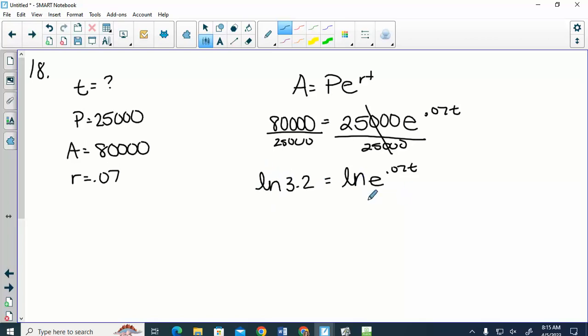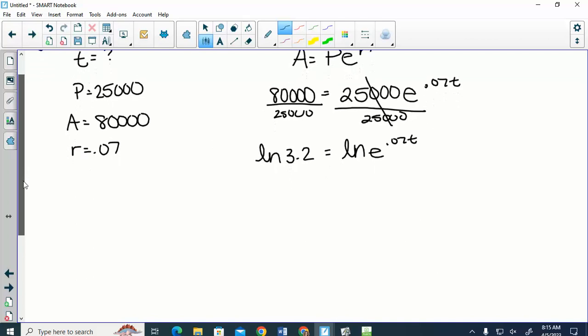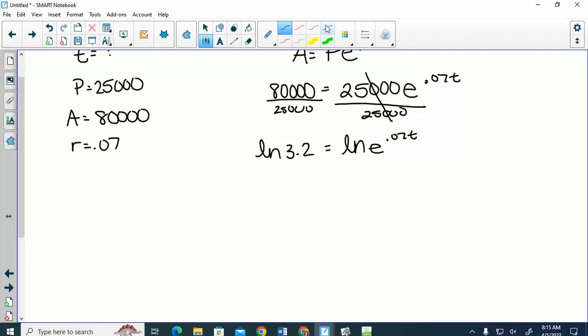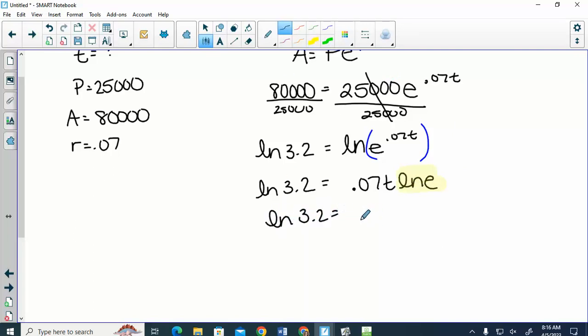Okay, a few people had some confusion yesterday with what's happening here. A natural log of E is 1, but right now this is not the natural log of E. It's the natural log of E to a power. So you have to use your properties of logs from last year. That exponent comes down in front. And then you have a natural log of E, which becomes 1. So we get the natural log of 3.2 equals 0.07t times 1, which is just 0.07t.